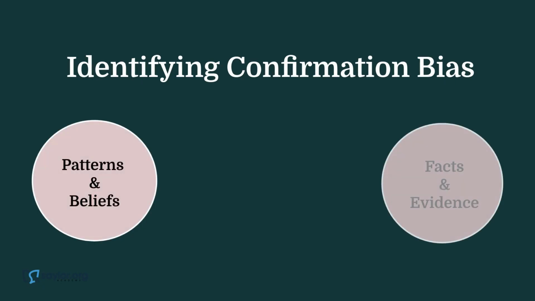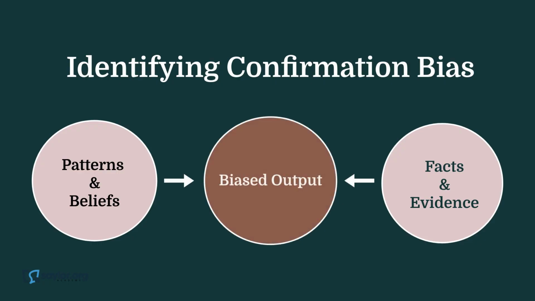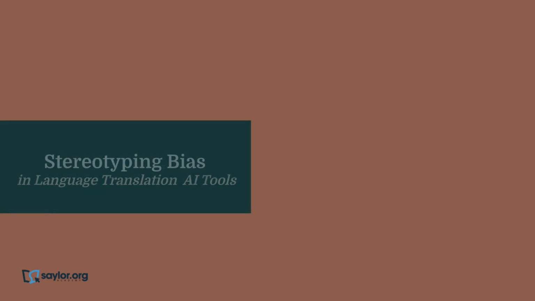Rather than challenging this pattern with objective data, the AI system learns patterns and beliefs along with factual evidence and continues to replicate it, creating biased outputs. This is a clear example of confirmation bias, where the AI reinforces existing disparities and historical prejudices rather than correcting them. Let's look at another example.